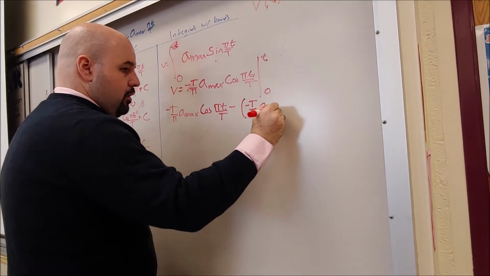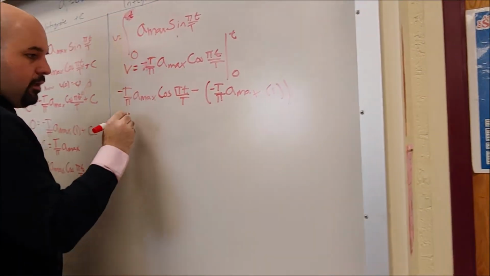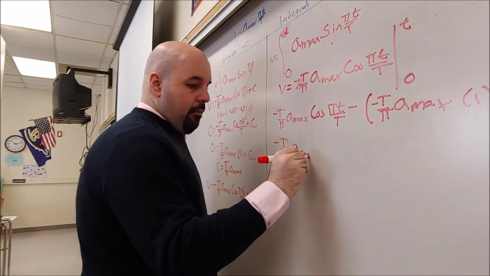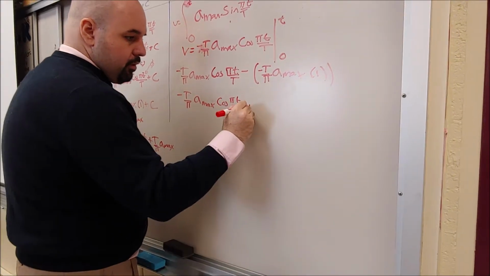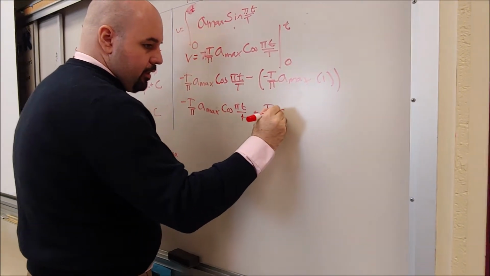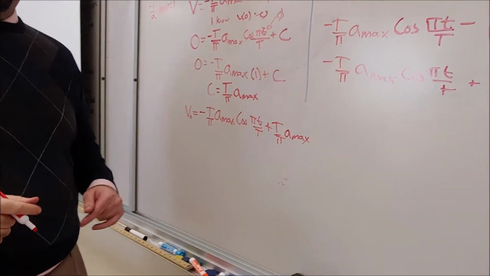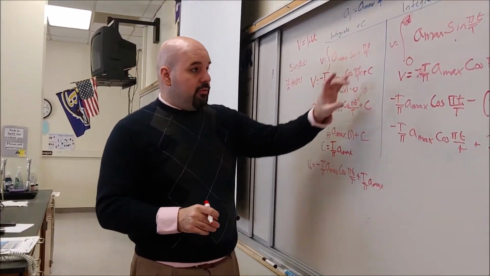Put 0 in there, this becomes 1. So now I'm left with negative t over pi a max cosine pi t over t plus t over pi a max. These two things are now the same. Wow. That's so amazing.